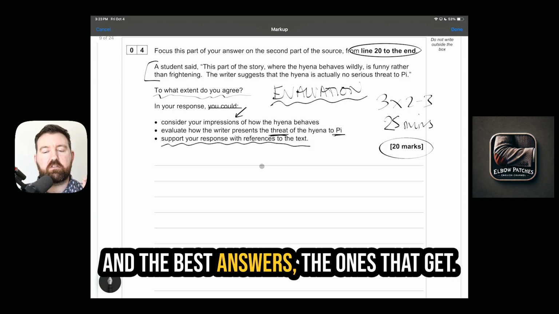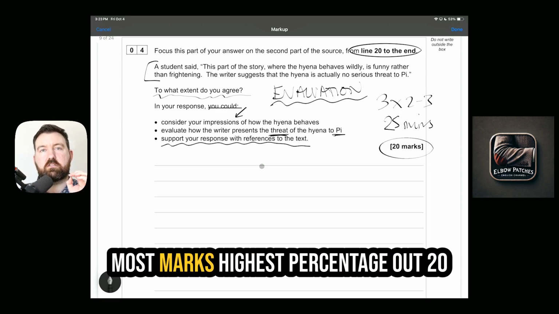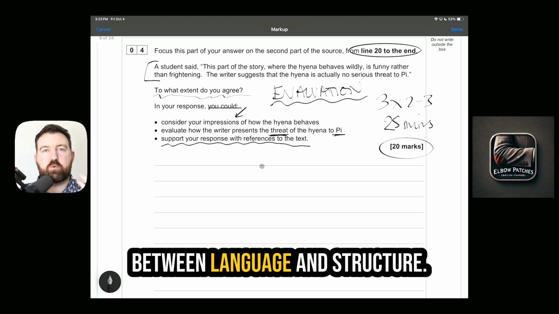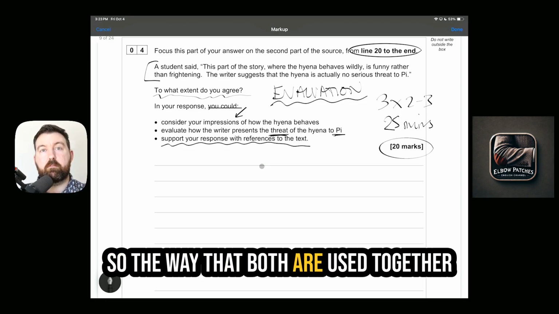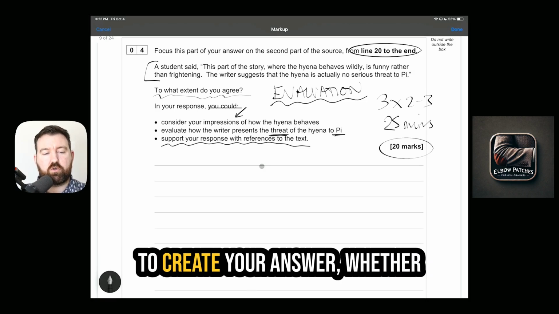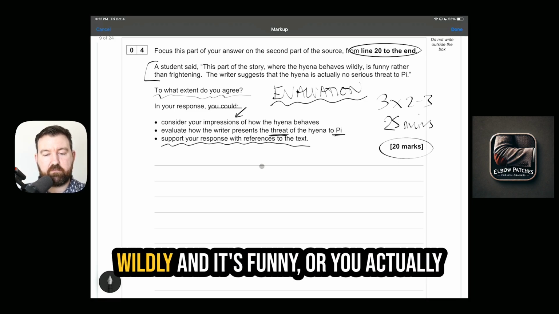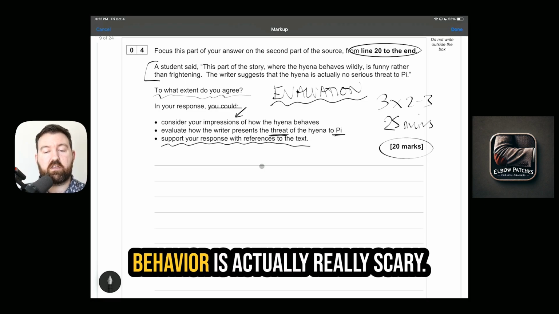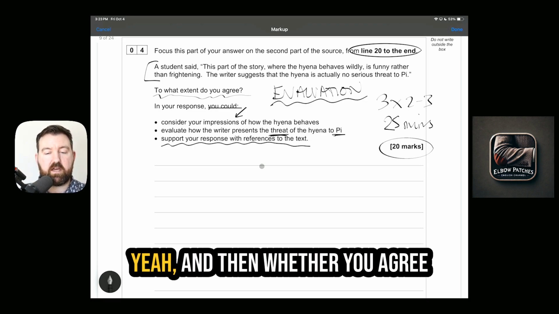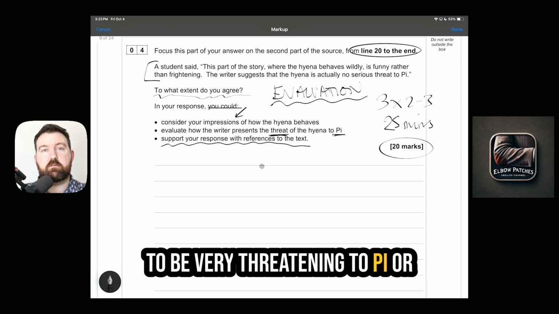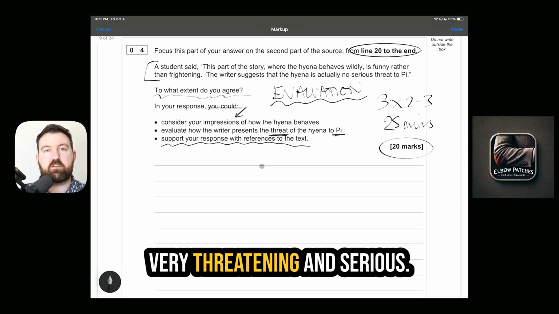And the best answers, the ones that get most marks, highest percentage out of 20, would be the questions where there's what we call an interrelationship between language and structure. So the way that both are used together to create your answer, whether you agree that the hyena behaves wildly and it's funny, or you actually disagree and say, no, the hyena's behavior is actually really scary. Yeah. And then whether you agree or not that the hyena seems to be very threatening to Pi, or actually you say, no, it doesn't seem very threatening and serious.